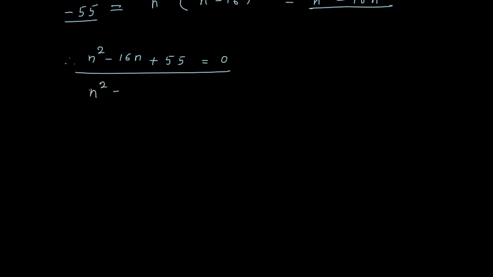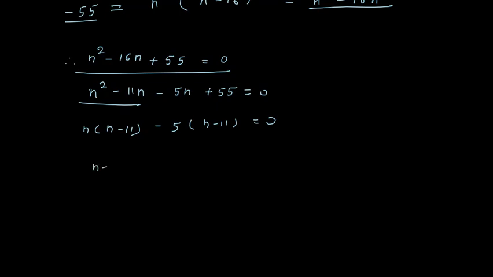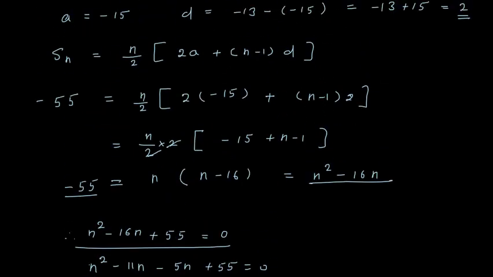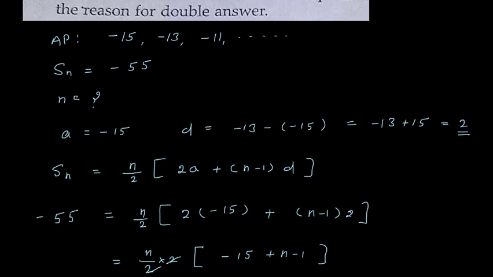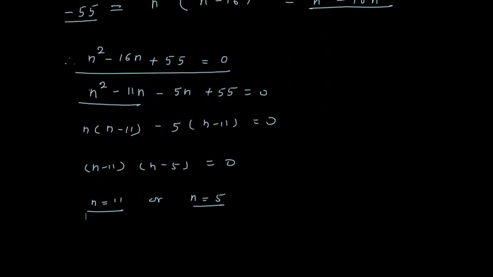So it is n square minus 11n minus 5n plus 55. So here we take n common, so it is n minus 11. Here we take minus 5 common, so it is n minus 11 equal to 0. So n minus 11 into n minus 5 gives me 0. So n is 11 or n is equal to 5. So either you take 5 terms, you will get the sum as minus 55, or you take 11 terms, you will get the sum as minus 55.